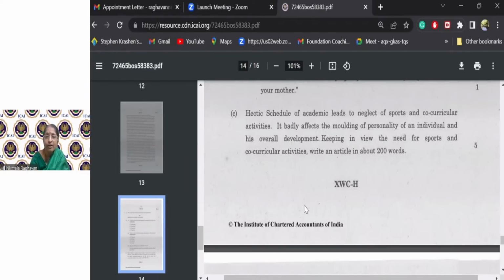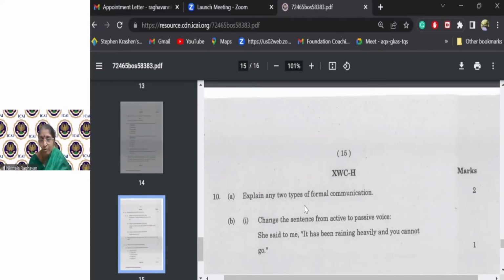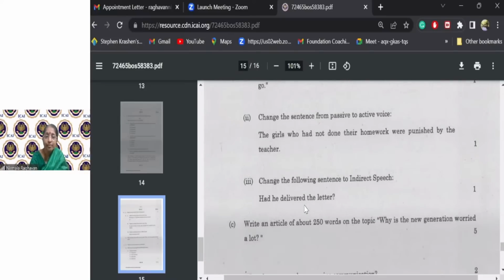Next you have a 5-mark question: explain 2 types of formal communication, that is, vertical and horizontal. You must be able to write a sentence or 2 about each of them. Vertical is communication between the boss and his junior. The horizontal is communication between 2 people of the same hierarchical position, belonging to the same organization or a different organization. But hierarchical position is very important. Then I move on.